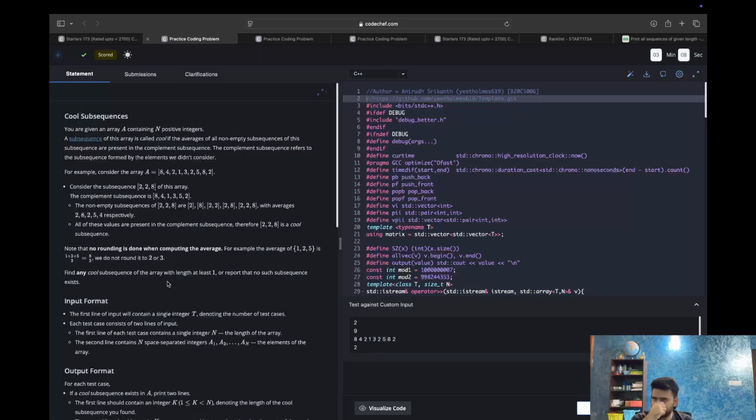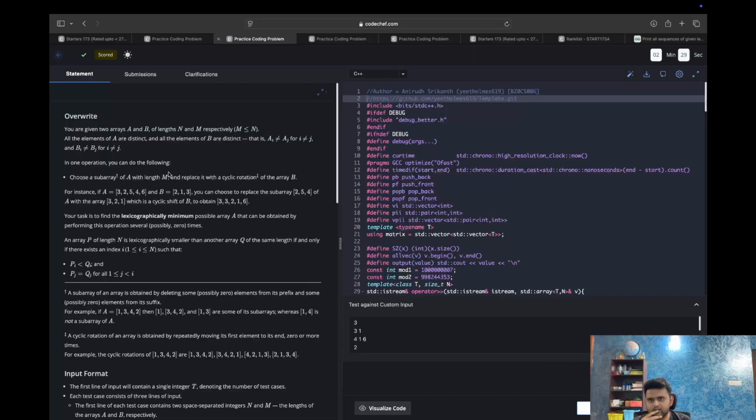Right. So I just have to get a case where it's not possible, and I can find a cool subsequence of at least length 1. So I just choose length 1 every time. If you have a duplicate, then I take one of the duplicates, because that's going to be cool, because the only average is the value itself. And if that's not in duplicates, then it's never possible, because any subsequence of length 1 you choose would not be present in the complement subsequence. So that's what I did.